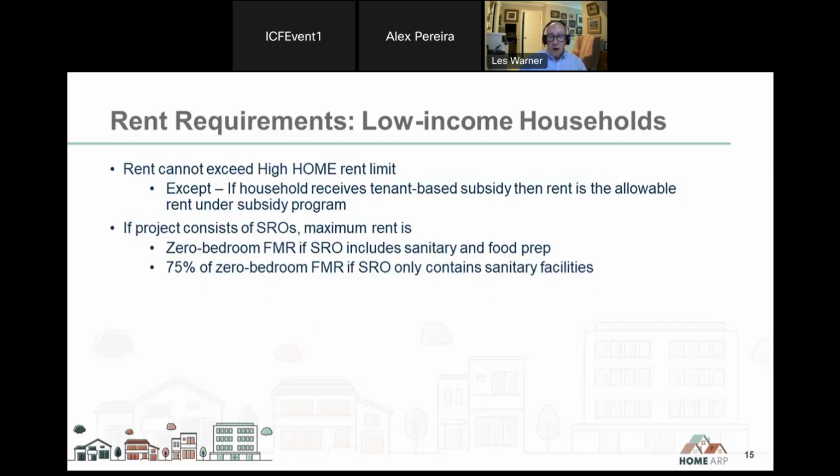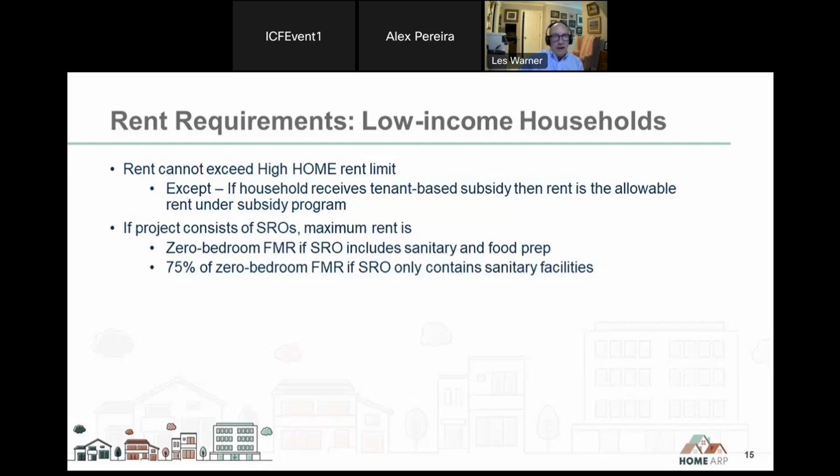So our requirements about the rents that can be charged. We always have household income eligibility as one of our tests, and then setting what's going to be an affordable rent. For our low income households, or those designated units, we're going to be tracking to make sure that rent doesn't exceed that high HOME rent limit.